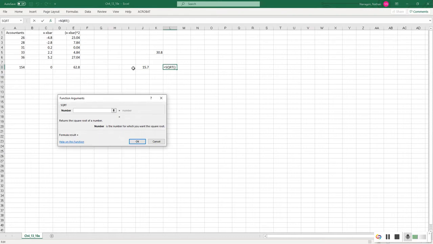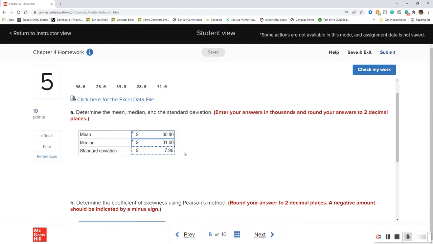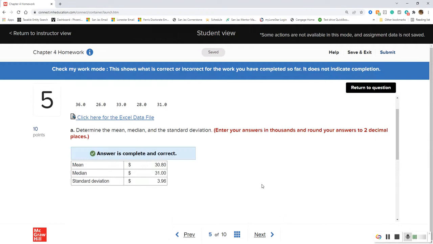There it is. Okay, so it's supposed to be 3.96. Slightly off, but that's important. Gotta find the mean. The mean. Okay, so we have standard deviation.